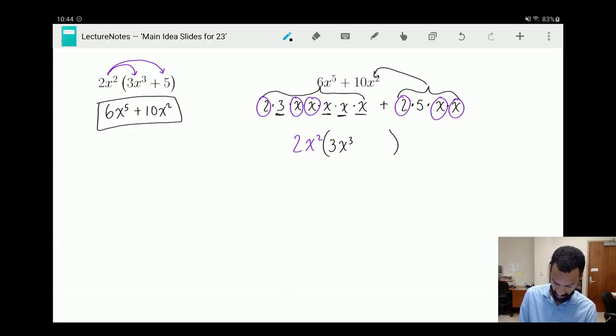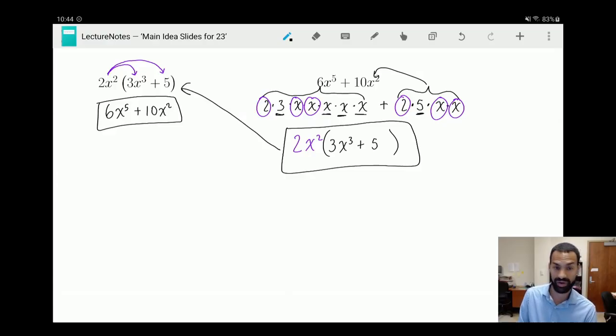3x to the third power. Plus, this I'm left with a 5. Notice we have factored it. We've gone back to that right there. Okay? So, when factoring, you are trying to figure out what is the common factor, what is the greatest common factor that they all have.